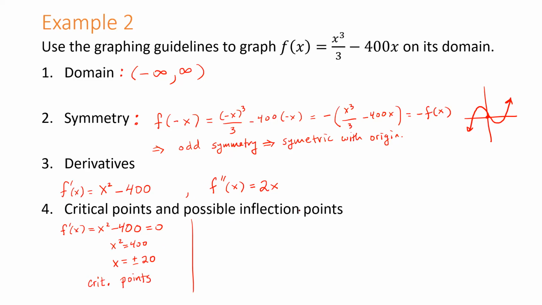And then for the possible inflection points, we'll solve when f double prime is equal to 0. Of course, 2x equals 0 when x is 0. So that one's pretty easy to solve. That's a possible inflection point. Again, we'll need to verify that it is in fact an inflection point.